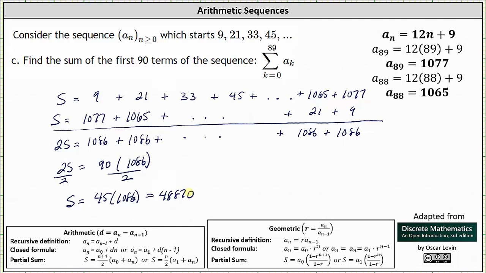But I also want to show how we can find this sum using the formula shown below. We have two partial sum formulas for arithmetic sequences or series, depending on whether the first term is a sub 0 or a sub 1. Our first term is a sub 0, and therefore we'll use the formula S equals n plus 1 divided by 2 times the quantity a sub 0 plus a sub n. Let's just show we get the same result.